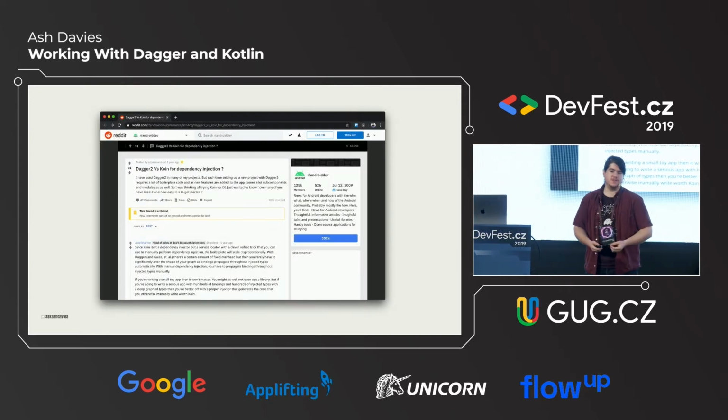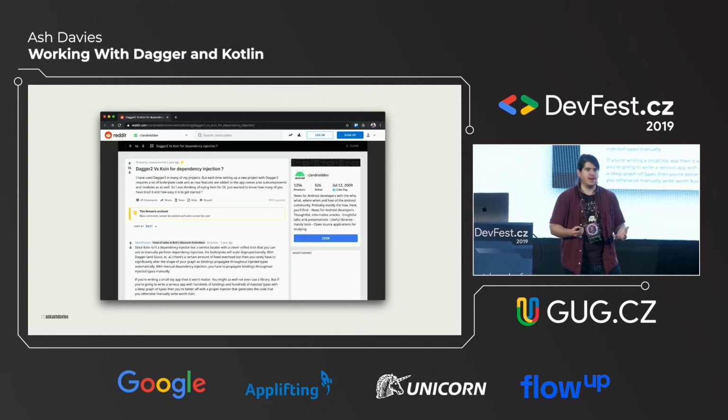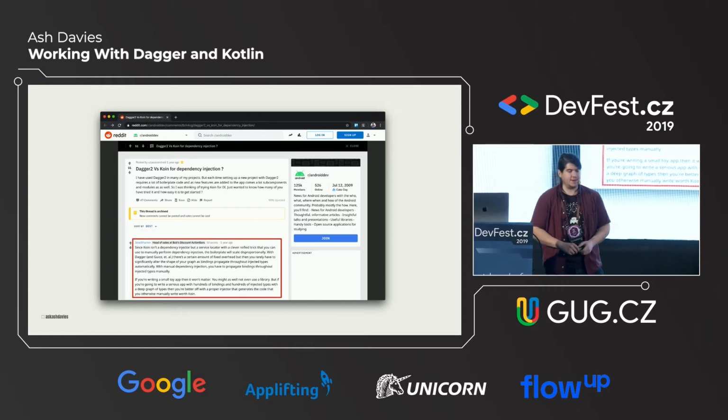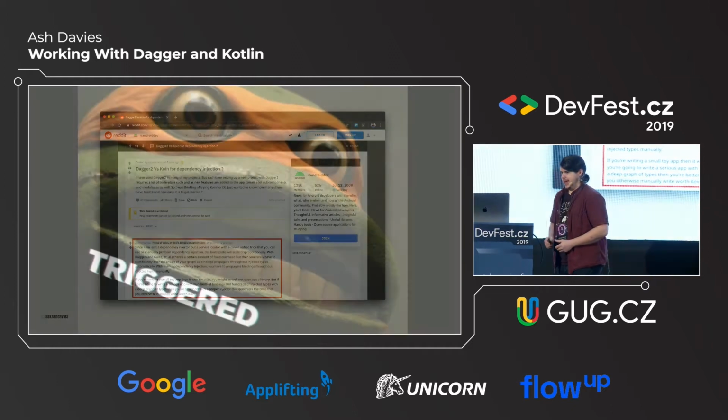One of these conversations was found on Reddit, asking which one of these is best for dependency injection. And lo and behold, the first comment from the head of sales at Bob's Discount Action Bars. Yeah, triggered.